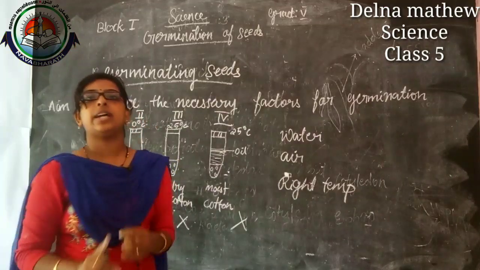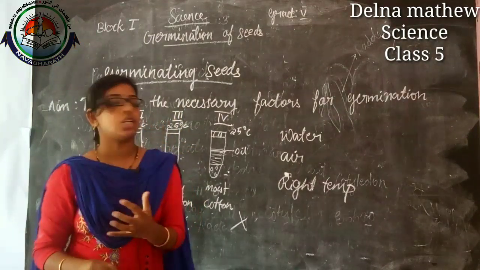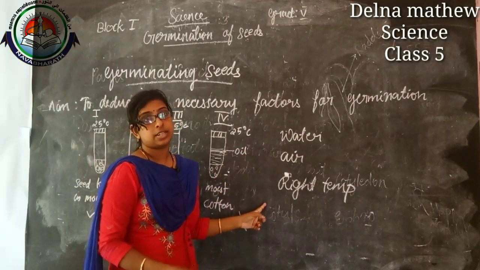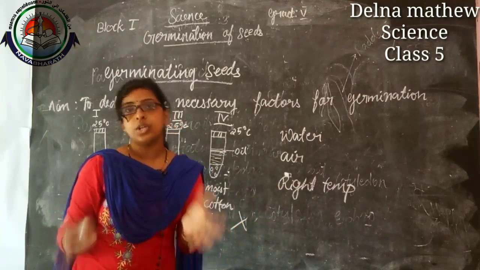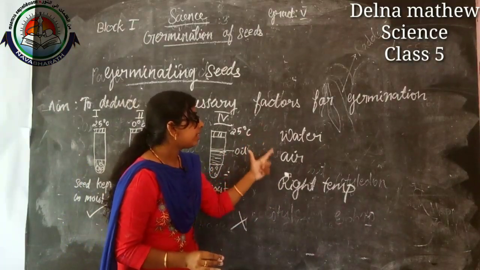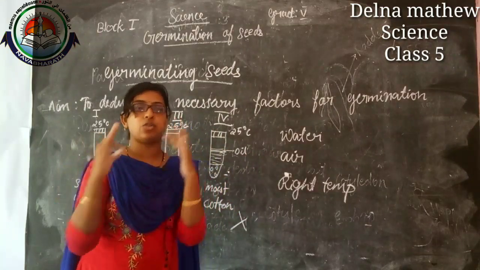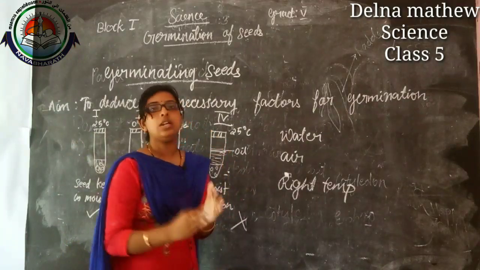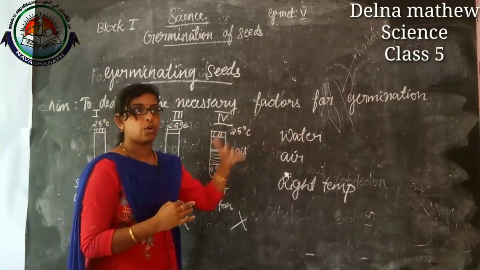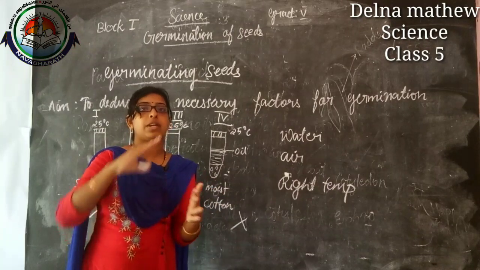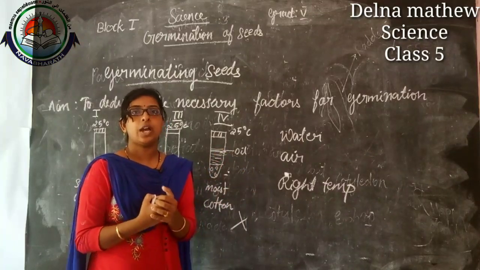So you should keep in mind that whenever a seed has to germinate, the seed requires these three necessary factors. In the absence of any one of the factors the seed can't germinate. We should provide these three necessary factors in the right amount: water, air and right temperature, or optimum temperature. If the temperature is more or less, we should write it as optimum temperature, or right temperature, for the germination of seed. Are you clear?